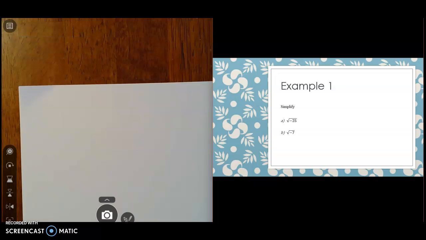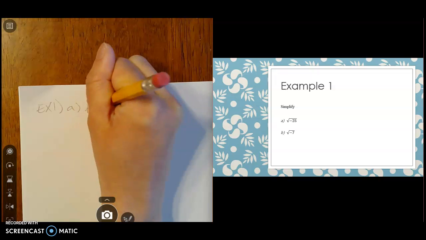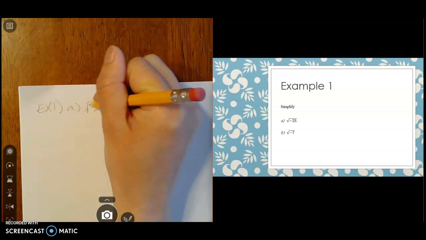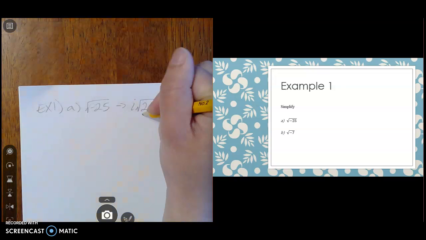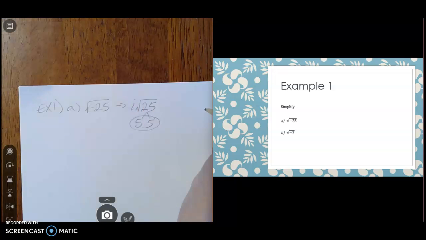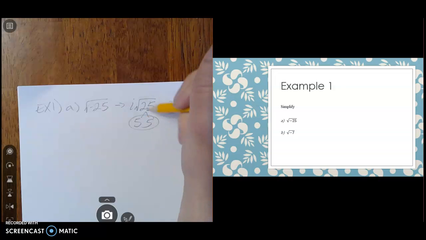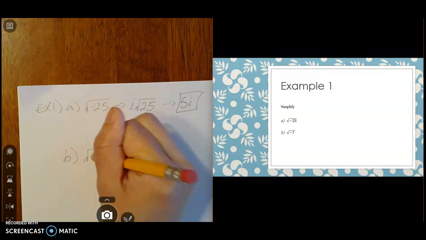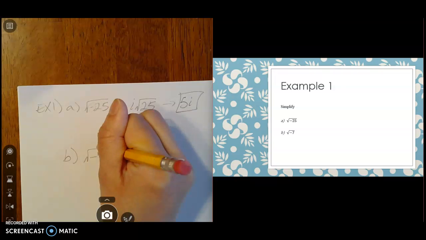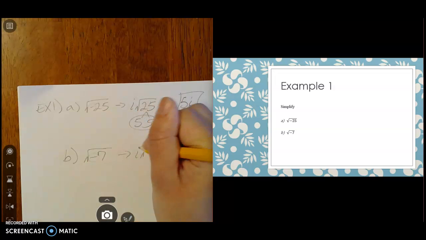Okay, so let's simplify a little bit. The first one I have in example 1, a is the square root of -25. Well, that negative means we get to take out an i, so that'll be i square root of 25. And then 25 is 5 times 5, so we've got a pair of 5s here. So we can also take out a 5, and we'll just multiply them together. 5 times i is 5i. Okay, what if we have something that doesn't make a perfect square? What if we have the square root of -7? Well, all you can do is take out the negative, and that'll be i square root of 7.